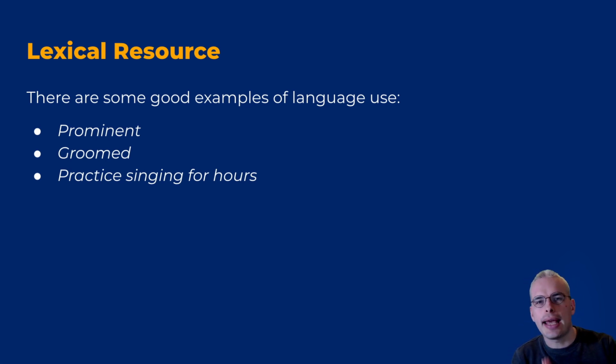Now, in this essay, there are some really good examples of language. I love language like "groomed" and "prominent." And there are also some phrases which are really nice. For example, they say, "Michael Jackson practiced singing for hours." That's a nice little phrase. That's the sort of thing you'd expect to see. So there's some good stuff about the lexical resource in here.